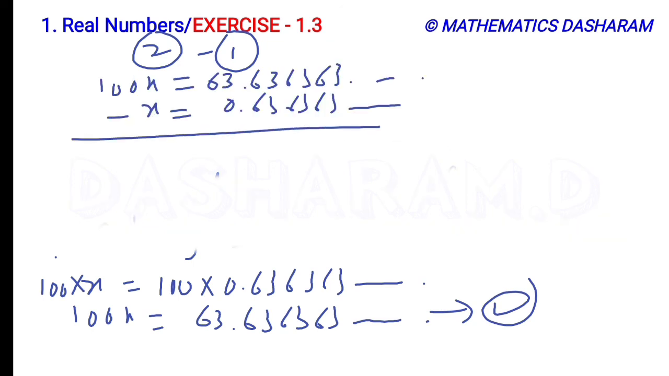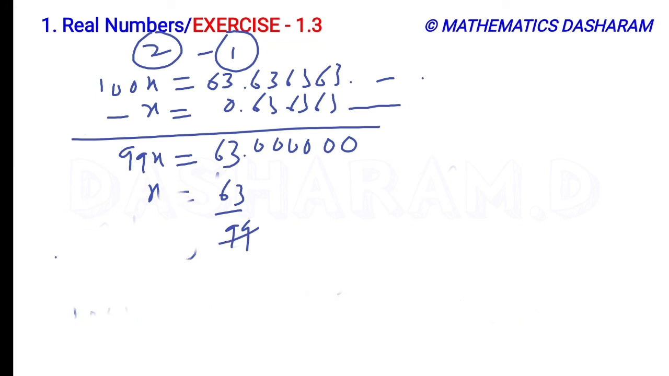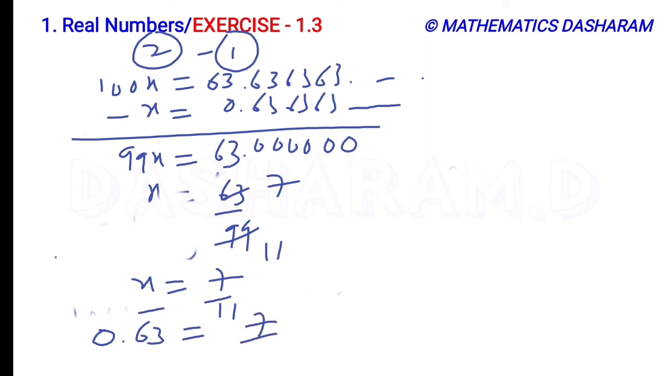Now equation 2 minus equation 1. So do minus, 100x minus x is 99x, here 63. Then x equals 63 divided by 99. So both are coming in 9 table, 9 11s are 99, 9 7s are 63. So then x equals 7 by 11. So the fraction form of 0.63 bar equals 7 by 11. Here the denominator's prime factor is only 1, that is 11.